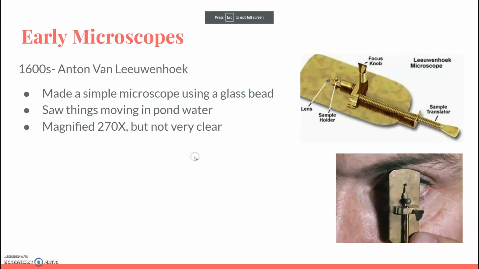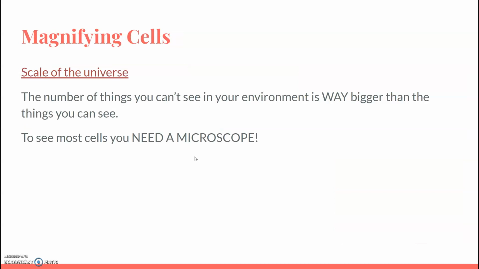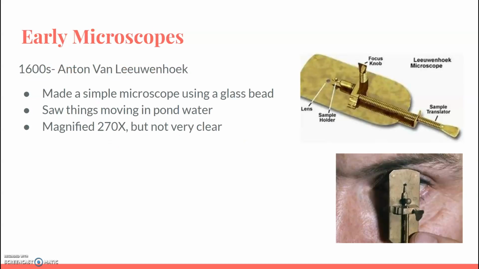But we're going to focus on, like I said, the cells. And in order to view cells, because they're so small, we often need microscopes, right? So our early microscopes, really early on, 1600s, they were very small. So this is kind of what they looked like, and you held it up to your eye.